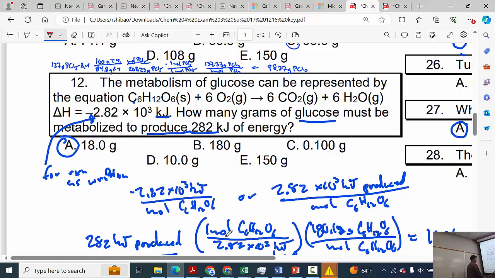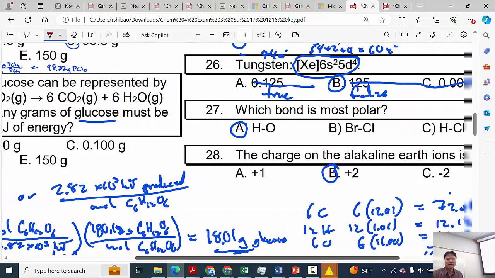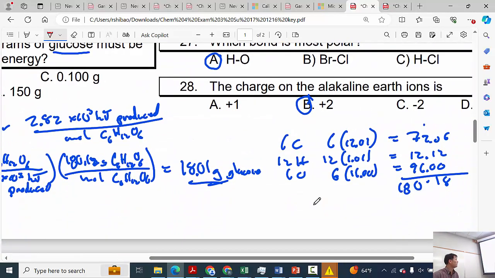We want 282 kilojoules to be produced, so we're just going to use some dimensional analysis for this. So 282 kilojoules, and there's 2,820 kilojoules per mole. And so this is actually 1 over 10. Is that? No, a little bit more. And then that gives us moles of glucose, and then the molar mass of glucose is 180.1. You can't read my writing there. 2 or 1.8? Is that 1.8? Oh, I calculated over here. It's 1.8. 180.18.